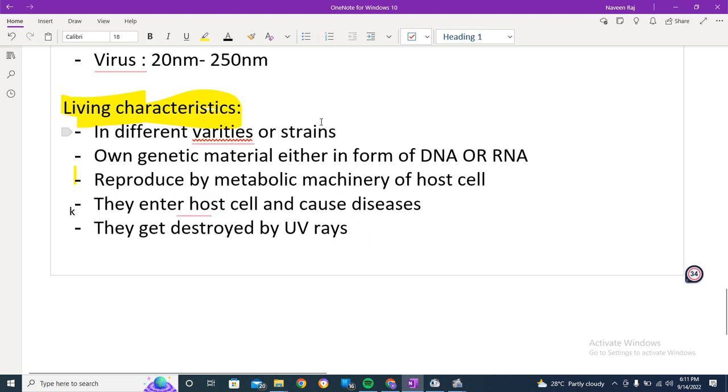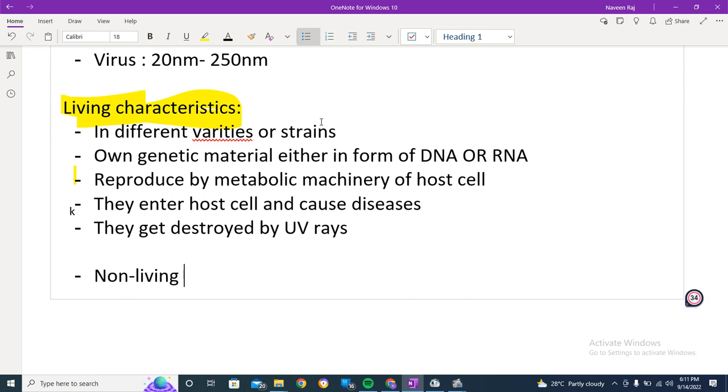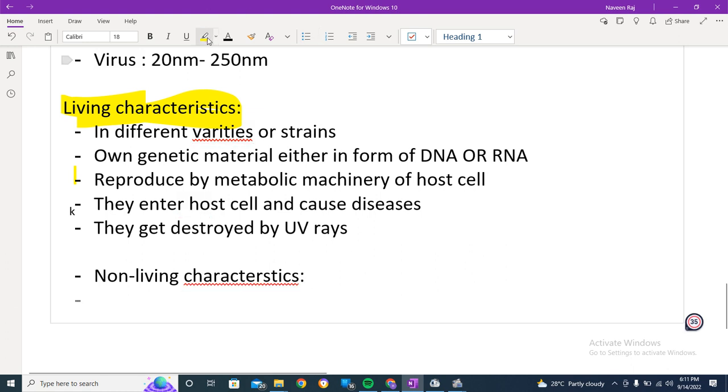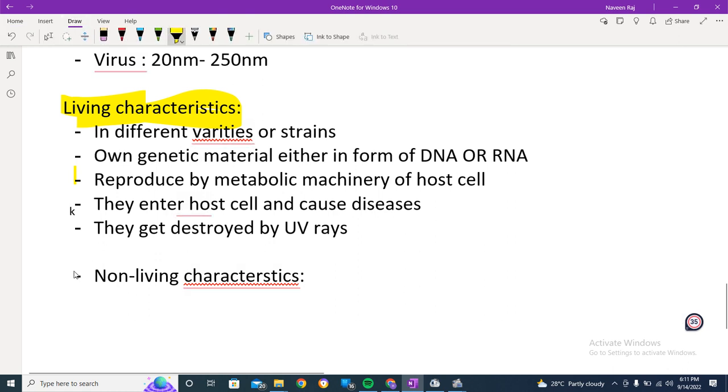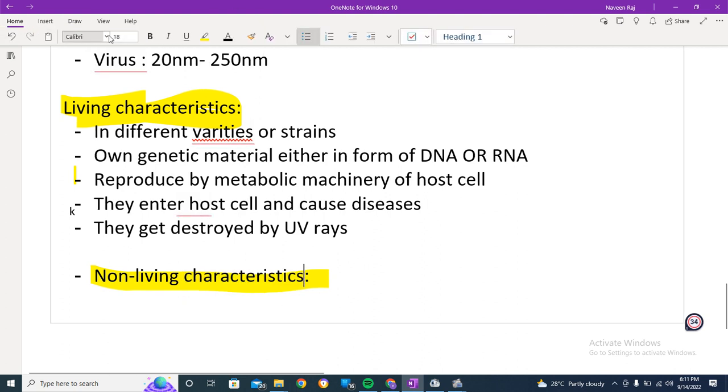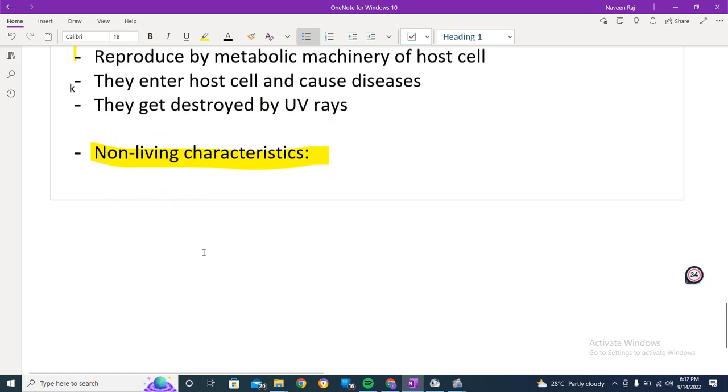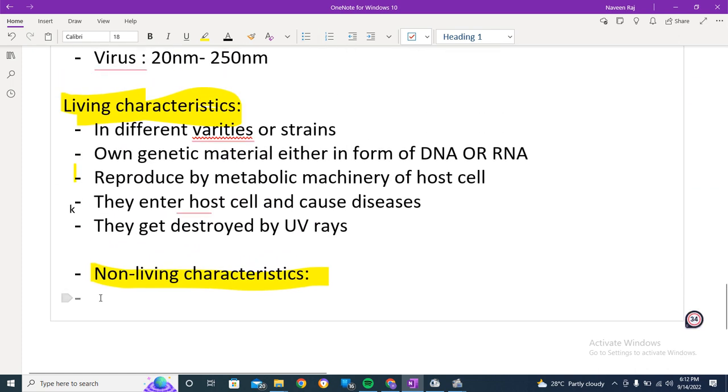Moving forward, we'll be looking into the non-living characteristics. We have looked at how it is living, but we have also got points that show that they are not completely living, or there's a difference from the living and non-living nature they are existing in.